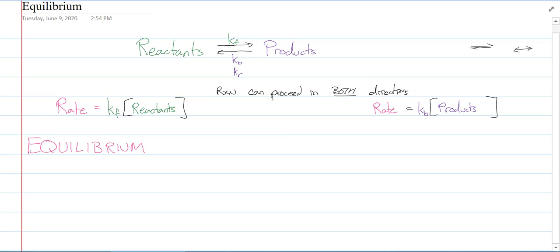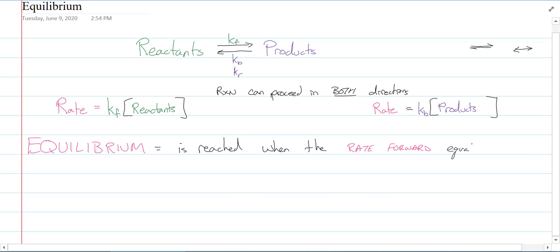Long word, write it a lot. Equilibrium is reached when the rate forward equals the rate reverse, or backwards. Does that make sense, hopefully? If it doesn't, well, let's dive in more.